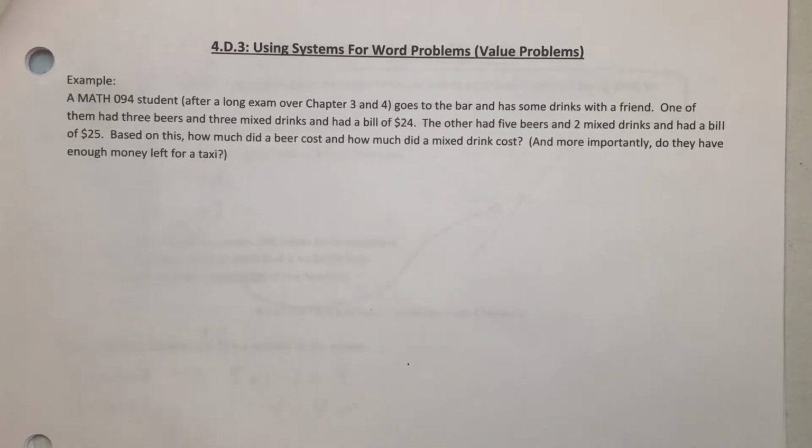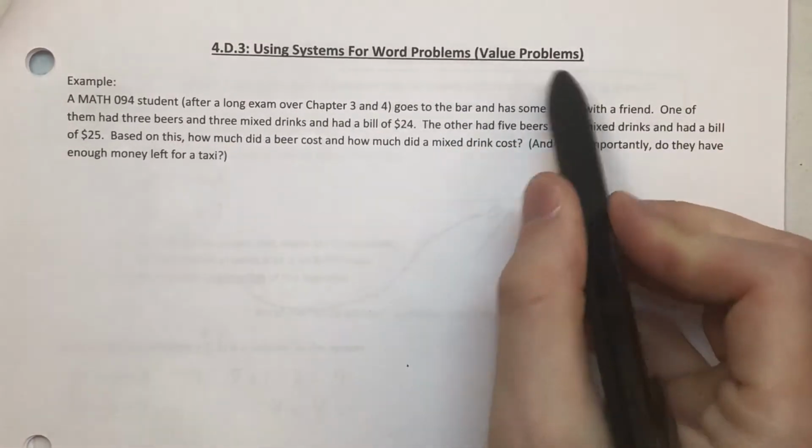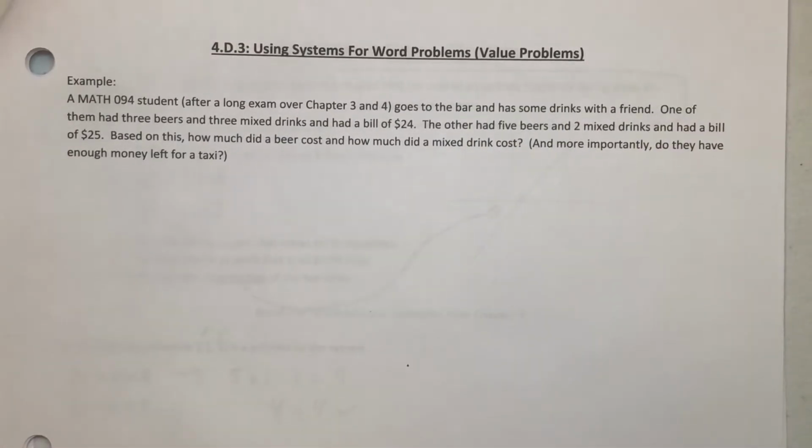And lastly, we have section 4.D.3, one more word problem. These are titled value problems because the question, as we'll see, is about the value of the items themselves being unknown. And so, let's see what we got here.